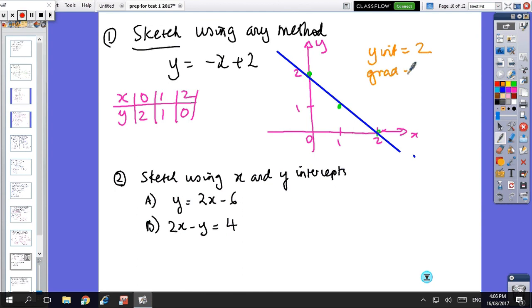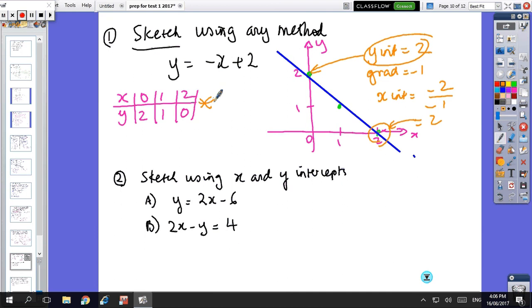Again, you could have used the y-intercept was 2, the gradient was minus 1, so the x-intercept equals, you take the y-intercept, minus 2, and change the sign, and divide by the gradient, and that gives you 2, which is that number, and that was that number. Otherwise, if you want to do any method, just do a table of values.